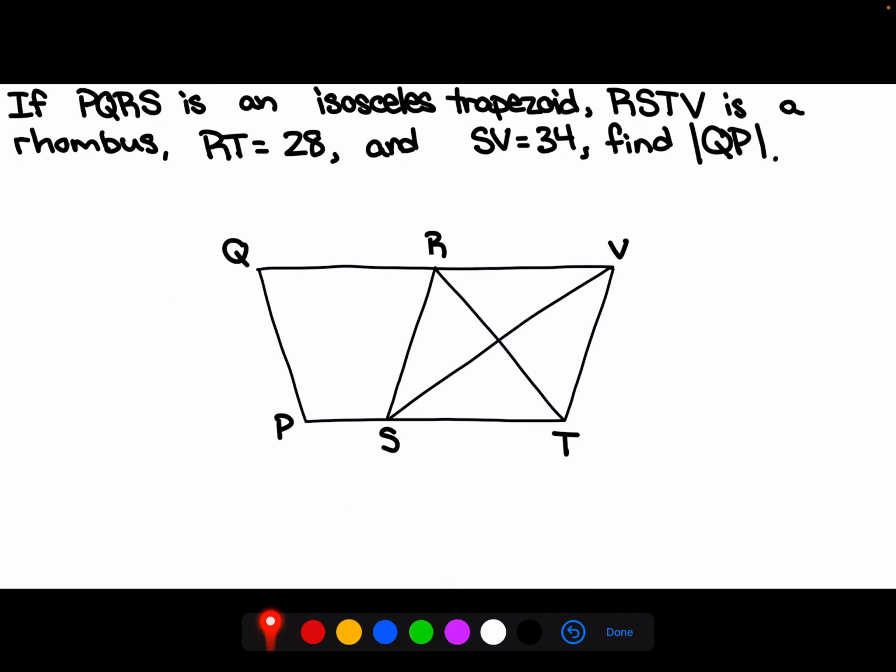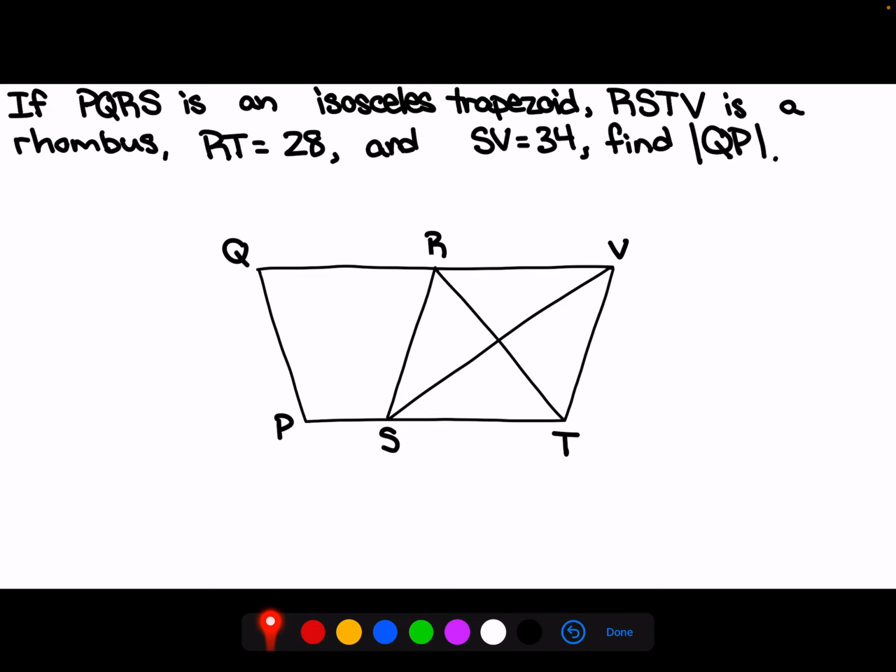All right, next up. If PQRS is an isosceles trapezoid, RSTV is a rhombus, RT is equal to 28, SV is equal to 34. Find QP. So first off, we're going to go ahead and draw in here and use some of our definitions, some of our properties of rhombi, as well as isosceles trapezoids.